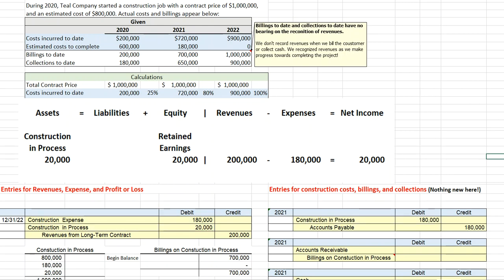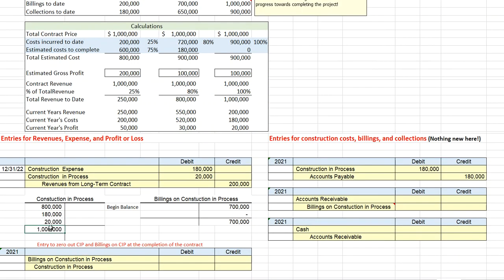So what do we notice? If we look at our construction in process account, we see it has a total balance of $1 million. We've only billed our customers $700,000, but in this third year, we get to bill an additional $300,000. So we're going to bill our customer $300,000. So we credit billings and debit accounts receivable. What do we notice now about our construction in process account? It has a $1 million balance. And at the end of our contract, our billings account will also have a $1 million balance.